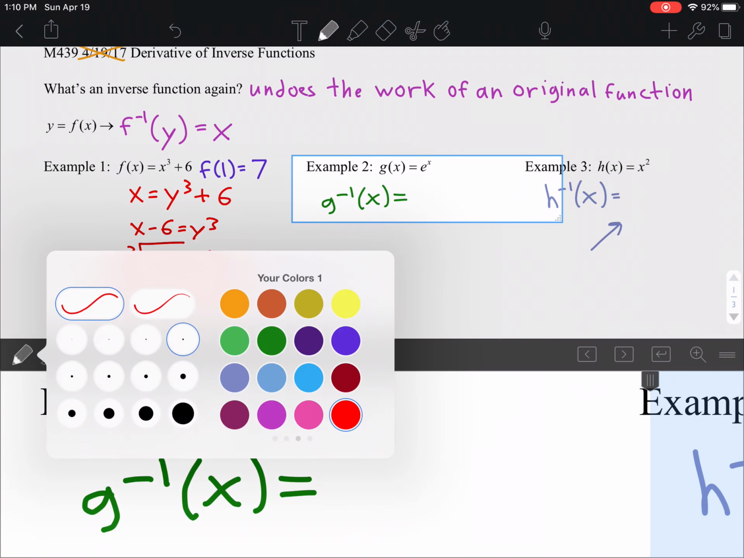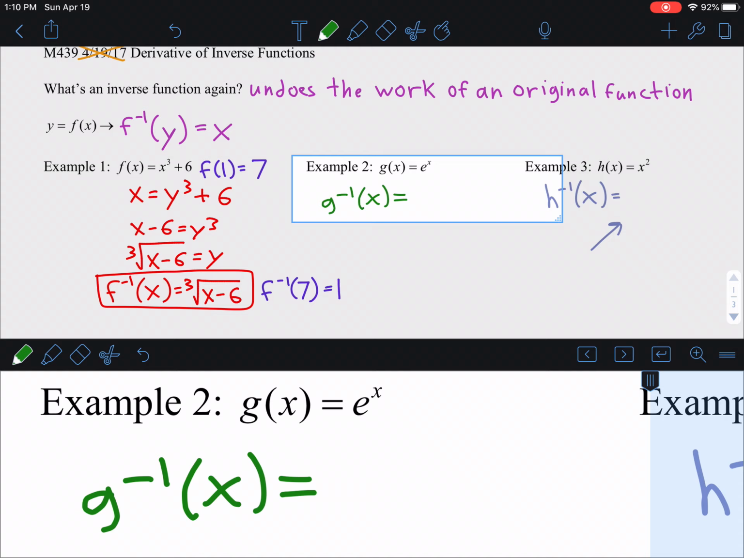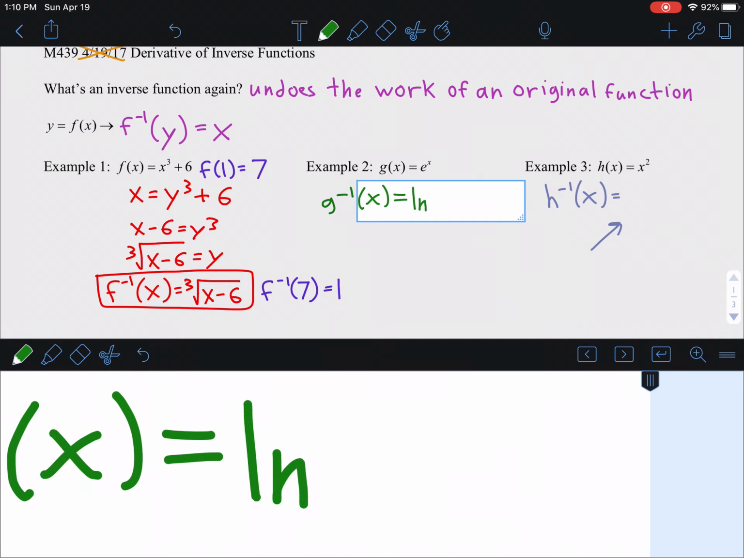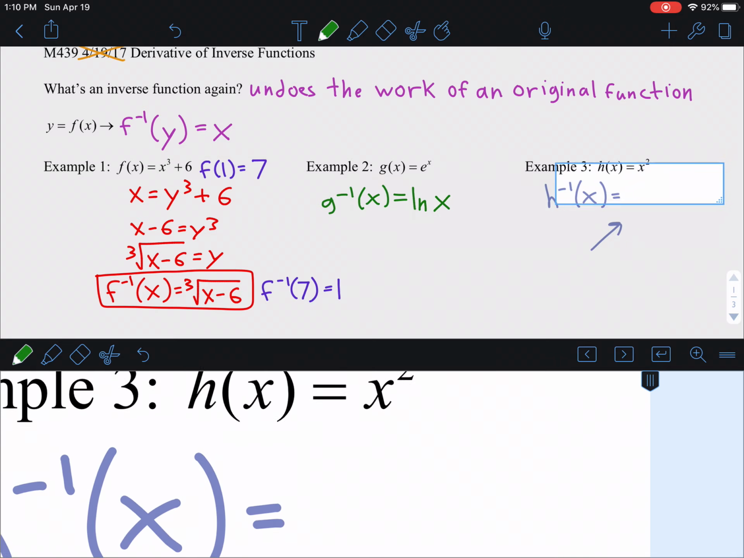So for example, if g of x is e to the x, then g inverse should be another very common function. It should be the natural log of x, right? That's a common inverse as well.